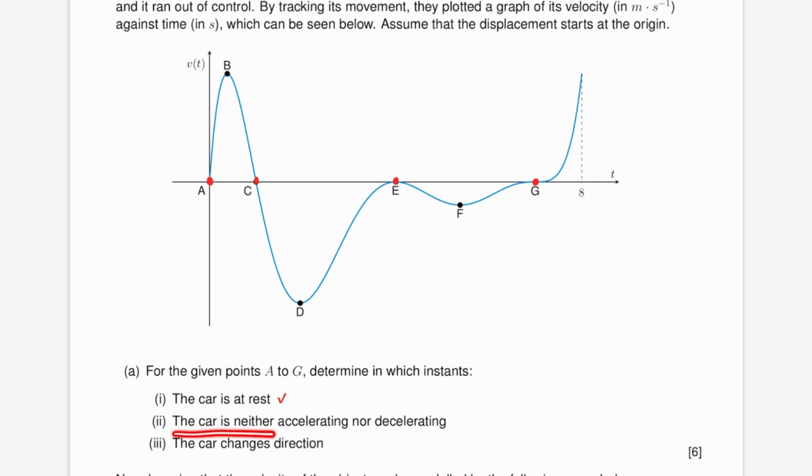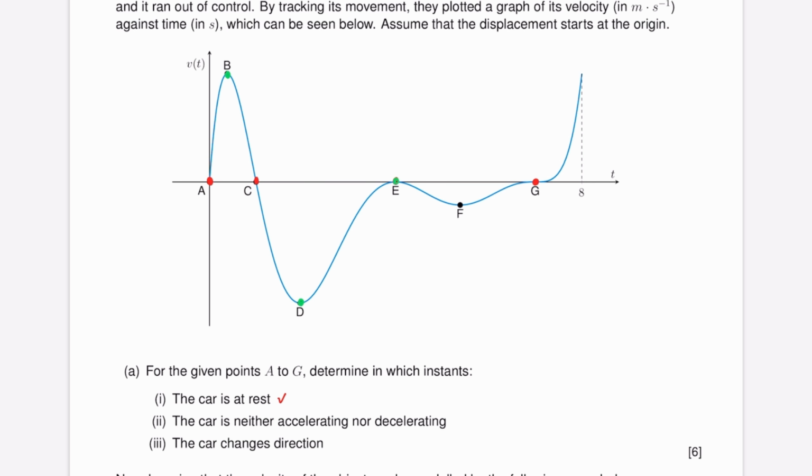Question number 2. The car is neither accelerating nor decelerating. That means that the acceleration is 0, which means that the derivative of the velocity is 0, which means from this graph that the tangents to the velocity curve are flat, meaning they are horizontal. So in this case, we're talking about points B, D, E, F, and also G. Now do notice that in all of these cases, the derivative, which can be represented by the slope of the tangent line, is equal to 0. Last question, the car changes direction.